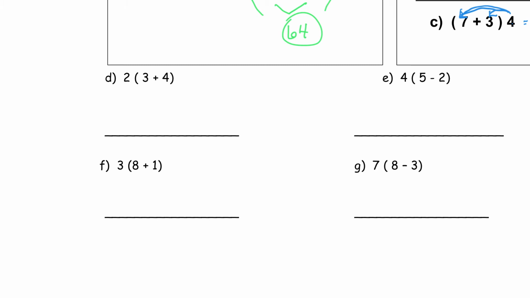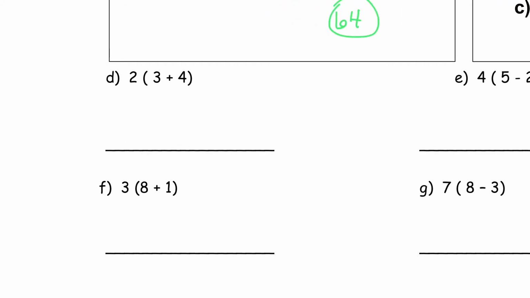Now we're going to try each of the remaining problems. I'm going to ask you to try it on your own, and then you're going to pause the video and then check your work. Let's look at letter D. So when we focus on letter D, we see 2 times 3 plus 2 times 4. That's the way it has to be written. I'm going to show you.